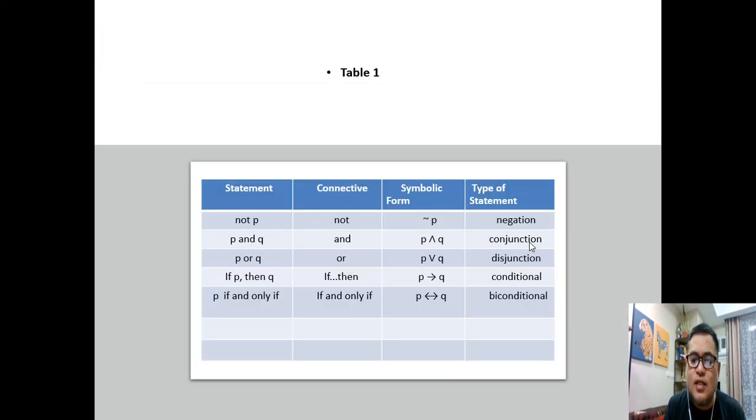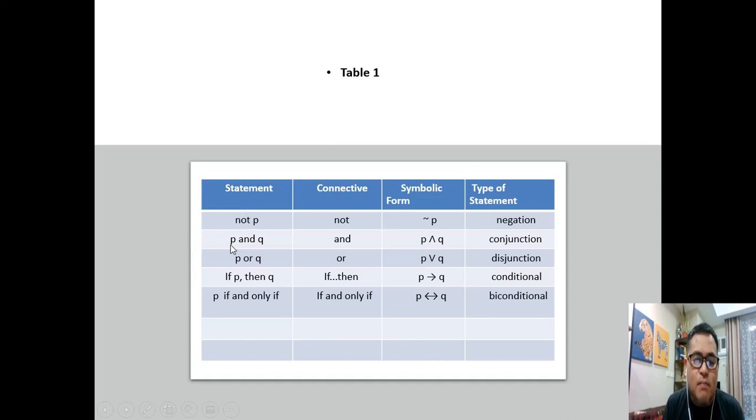Okay, so this is the table of the connectors or the connectives. So we have the statement not P, where P is a simple statement, and the connective is not. The symbolic form, please take note, is the tilde. Okay, so when you see this tilde, it means negation. Okay, so negation means the opposite.